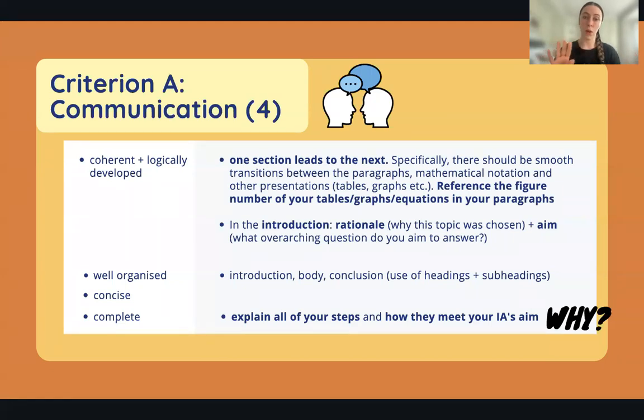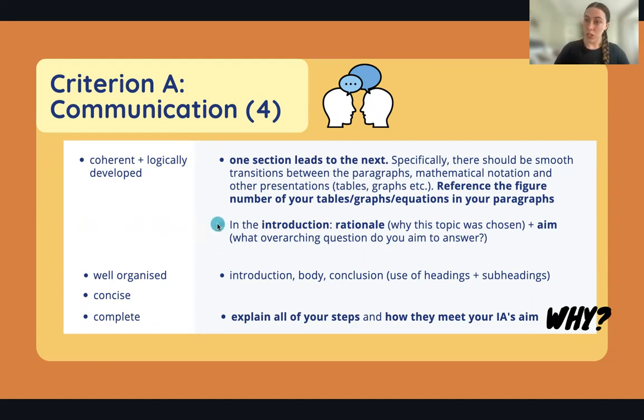That's the kind of coherence that they're talking about here, in the fact that I can see where everything that you've written down fits into your broader investigation. Having a random unlabeled table that isn't referenced back to the paragraph is not very coherent. So that's one aspect to it.